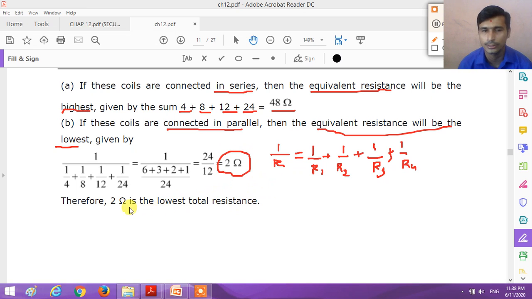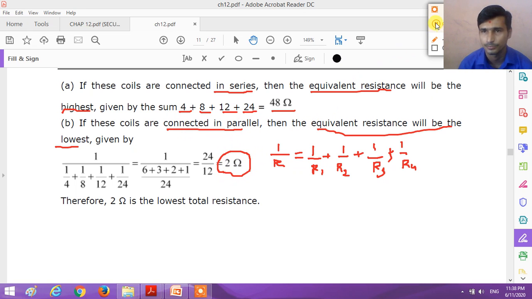So the lowest resistance is 2 ohm and the highest resistance is 48 ohm. So when all the four resistors are connected in series, the highest resistance is obtained, and its value is 48 ohm. And when all the four resistors are connected in parallel, we obtain the lowest resistance, and its value is 2 ohm.